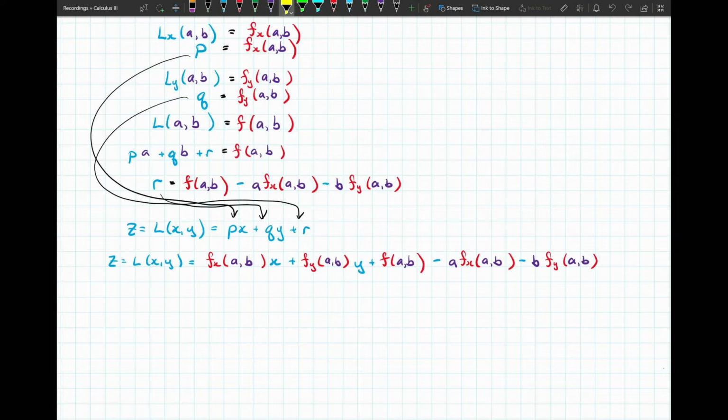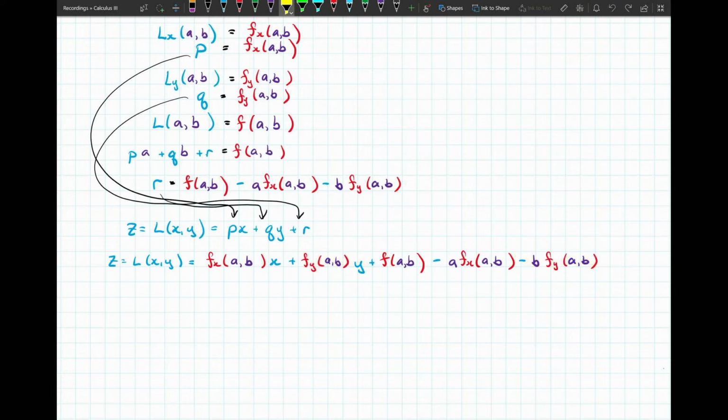We can tidy this up a little bit by looking for a couple common factors. There are two terms here that have f partial x in there. If we were to factor f partial x out of those two terms, we'll end up with x minus a. Similarly, we have two terms that have f partial y, and if we were to factor f partial y out of those two terms, we'll have y minus b.